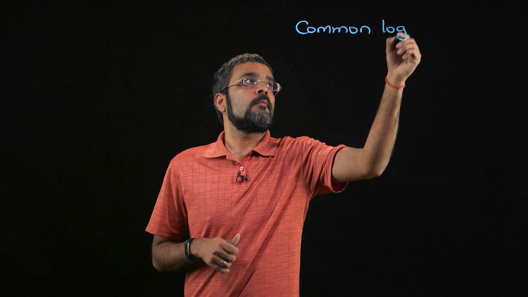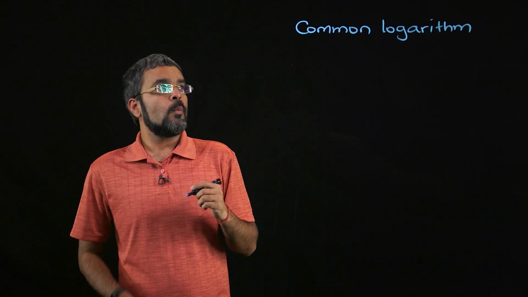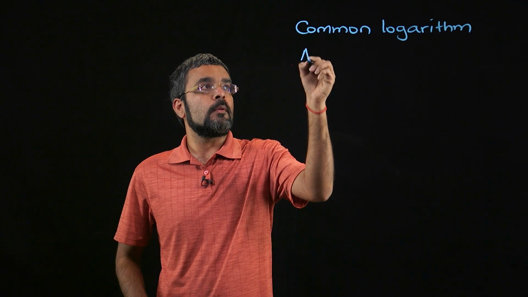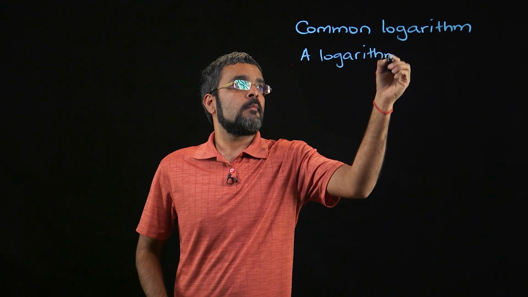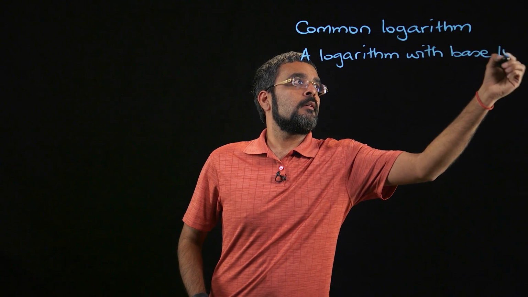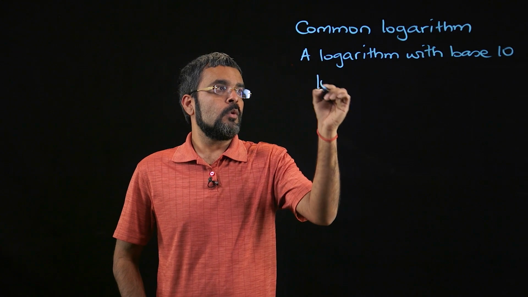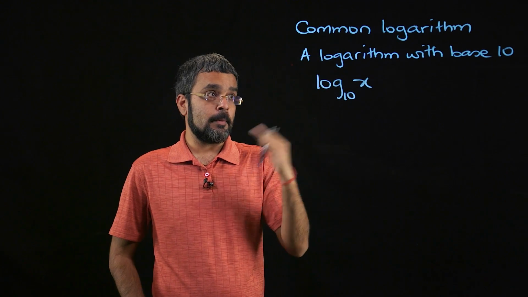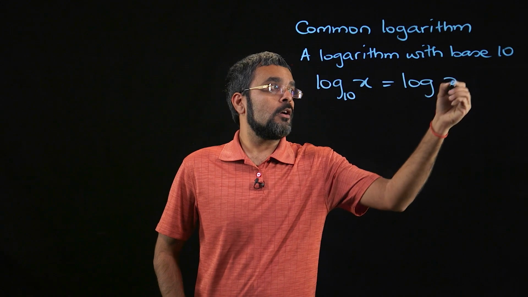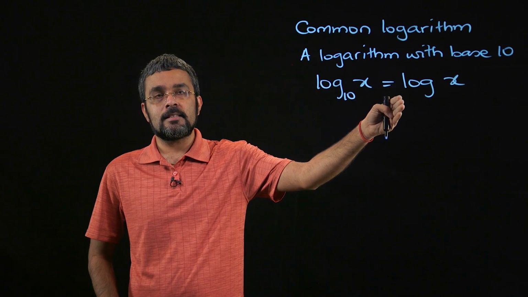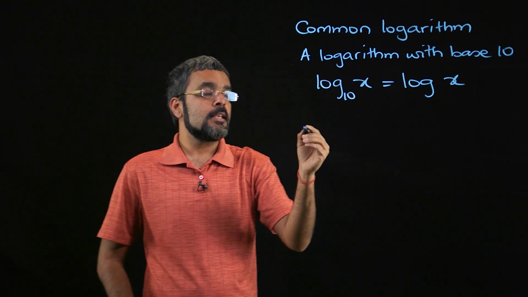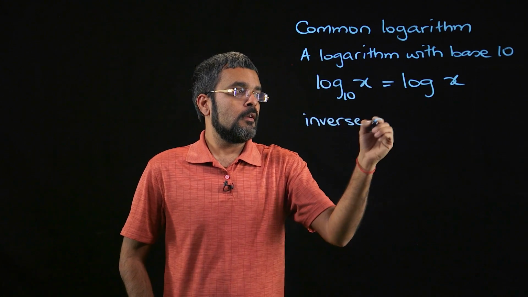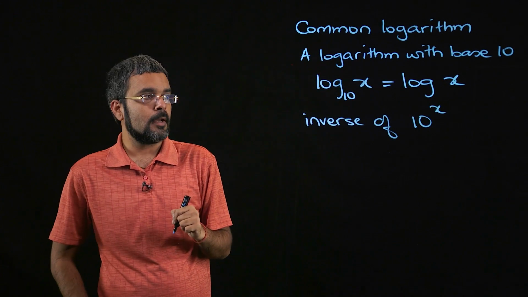Now, I just wanted to introduce two notations to you, and one is what we call the common logarithm. A common logarithm is a logarithm with base 10. For example, log of x to the base 10 is a common logarithm. When we have a base of 10, we tend to just skip it. We don't write it, so this is written as log of x. If I don't write a base, that means my base is 10. It's assumed that my base is 10. And this is the inverse of the function 10 to the x.